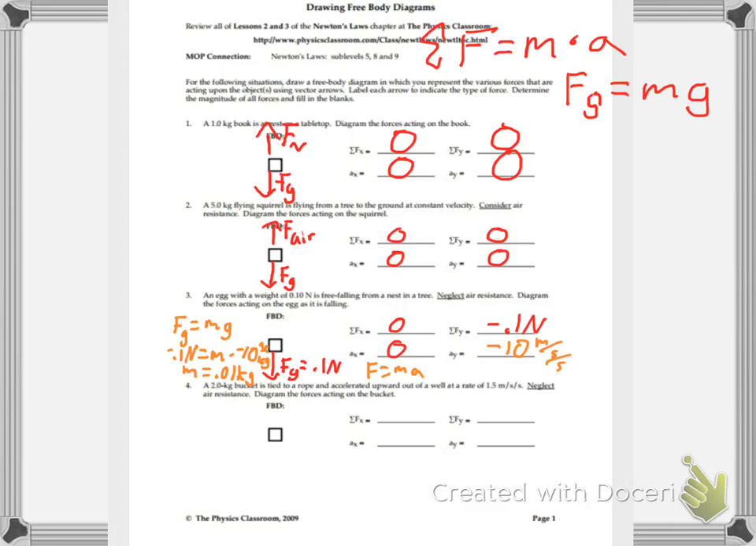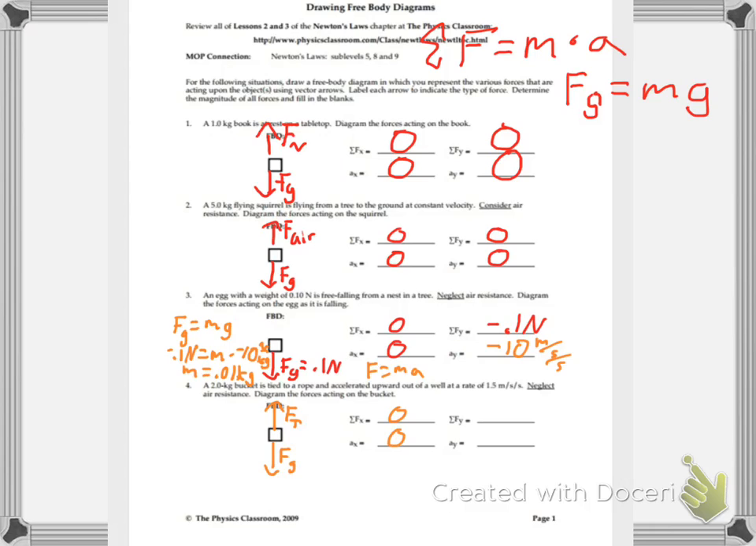Number 4, we have a 2 kilogram bucket tied to a rope and is accelerating out of the well at a rate of 1.5 meters per second per second. We're neglecting air resistance. So our force diagram, we'll have our force due to gravity, and then we'll have tension. As we see again, there's no forces in the x direction, there's no acceleration in x.